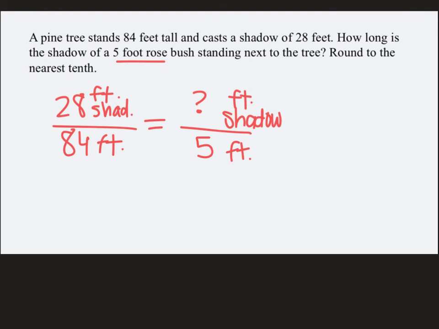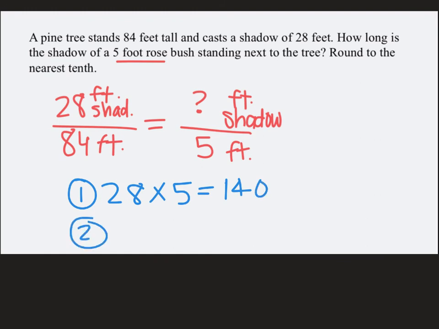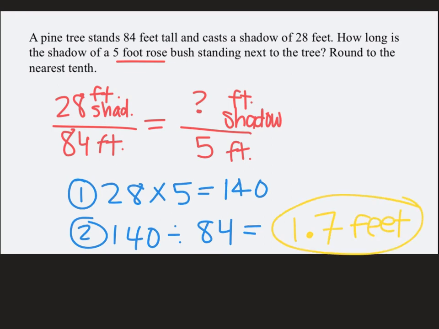So step 1, 28 times 5, which you would get 140. Step 2, take your 140, divide it by your leftover number, 84. Should give you a final answer of 1.7 feet. So the shadow of the rose bush is 1.7 feet tall or high.